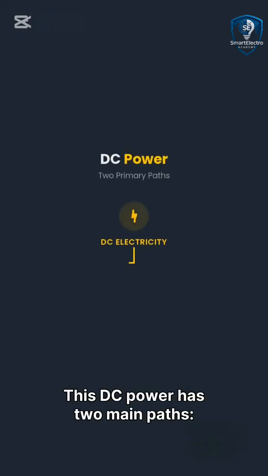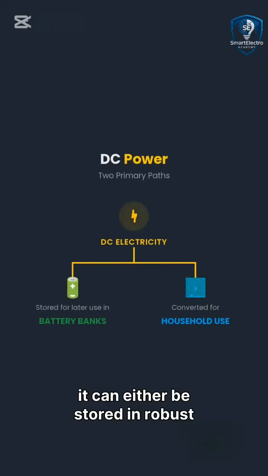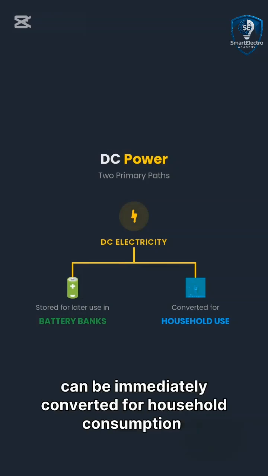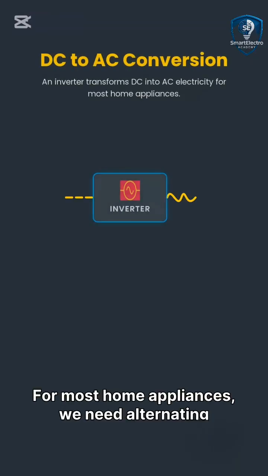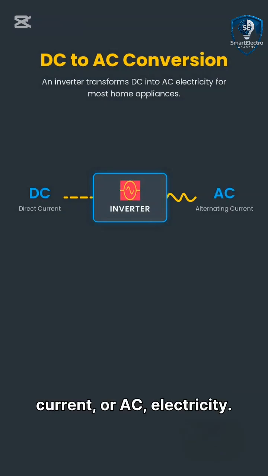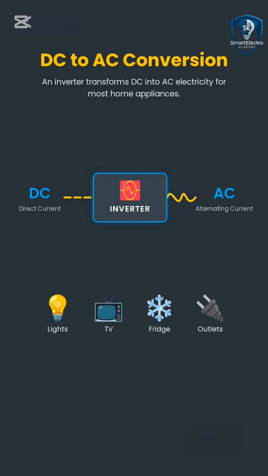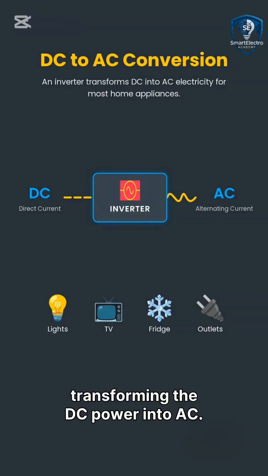This DC power has two main paths. It can either be stored in robust battery banks for later use, or it can be immediately converted for household consumption. For most home appliances, we need alternating current, or AC, electricity. This is where an inverter comes in, transforming the DC power into AC.